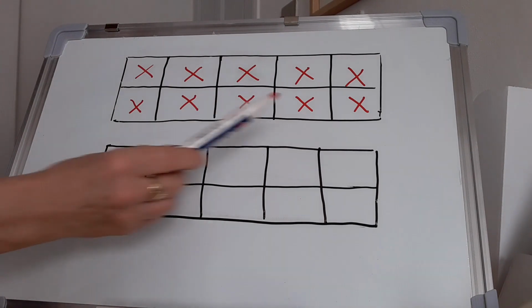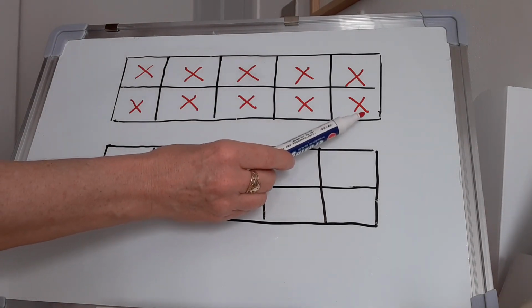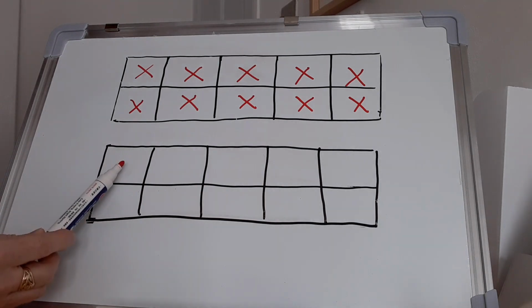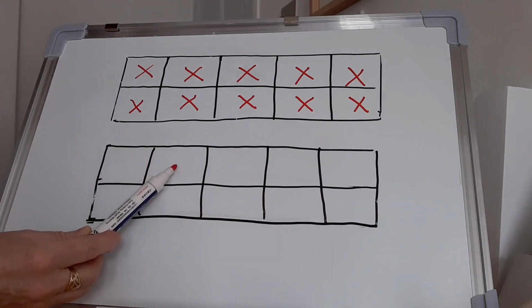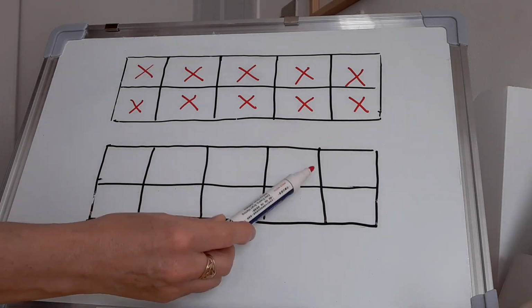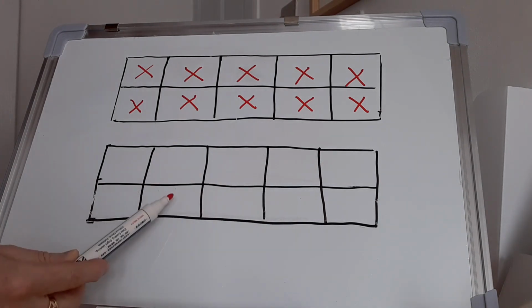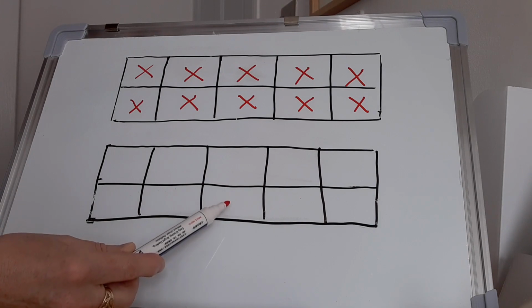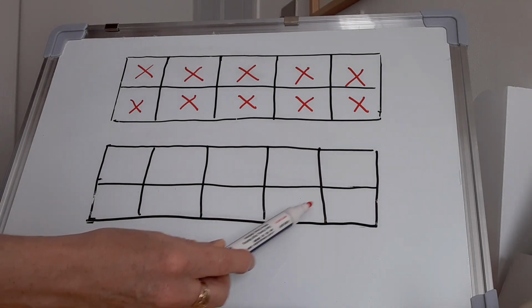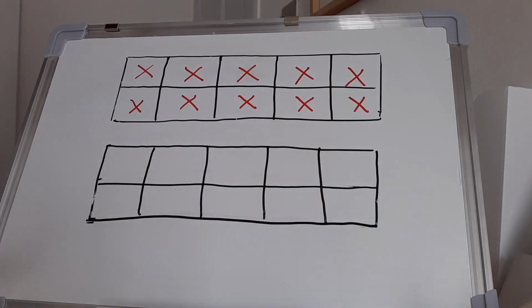Are we ready? We're going to start with the number 10. Say it with me. 10, 11, 12, 13, 14, 15, 16, 17, 18, 19, 20. That's right, two tens frames give us 20 spaces.